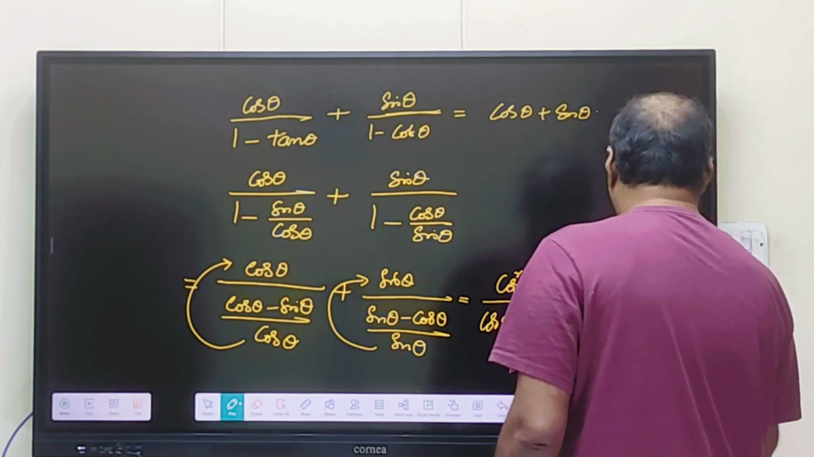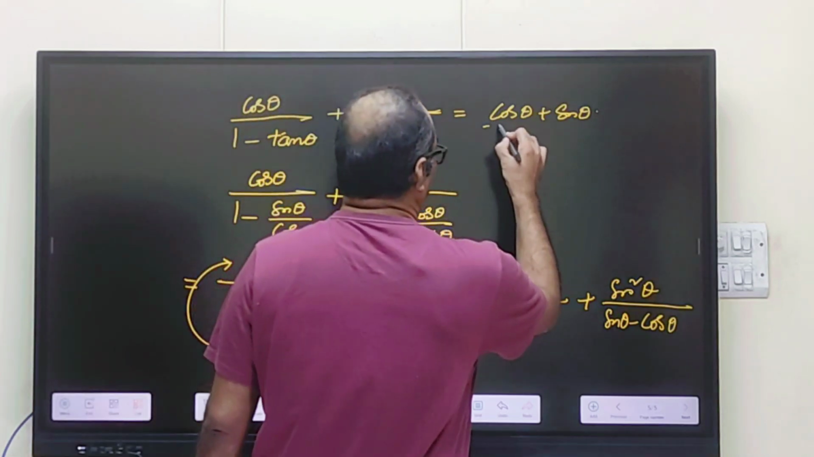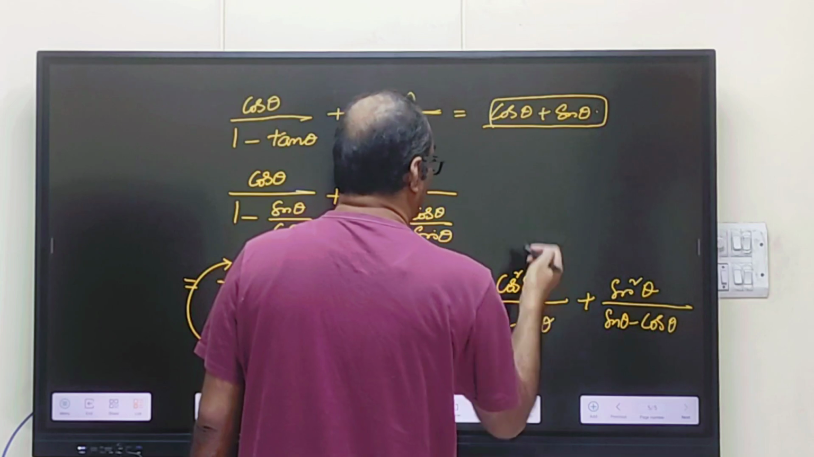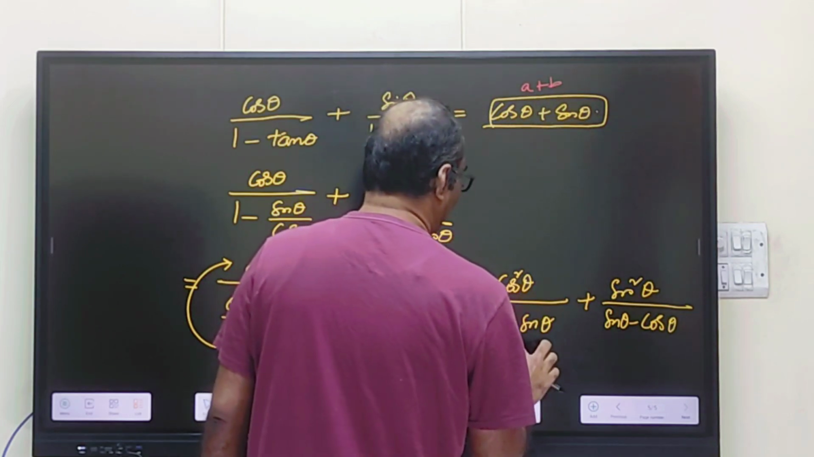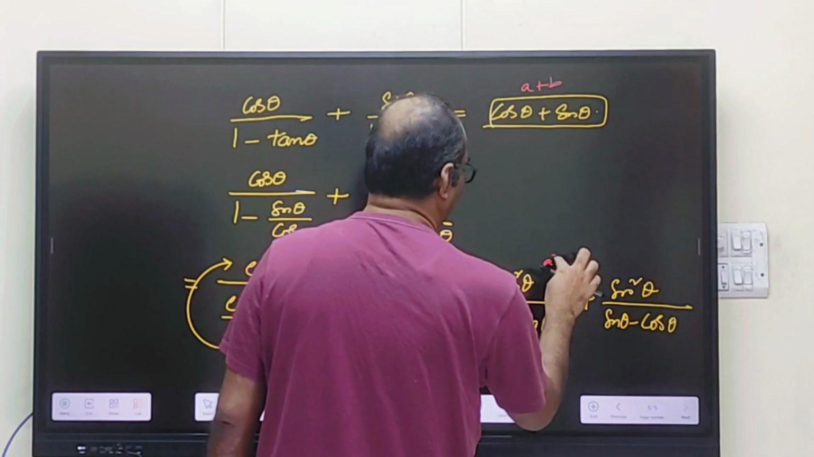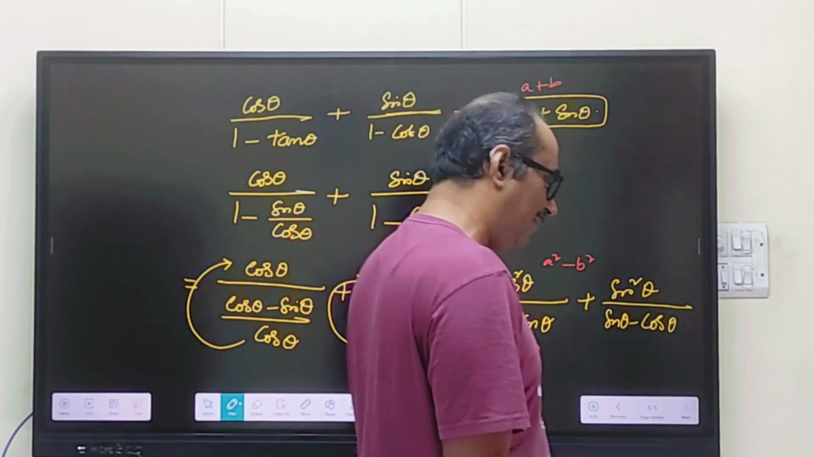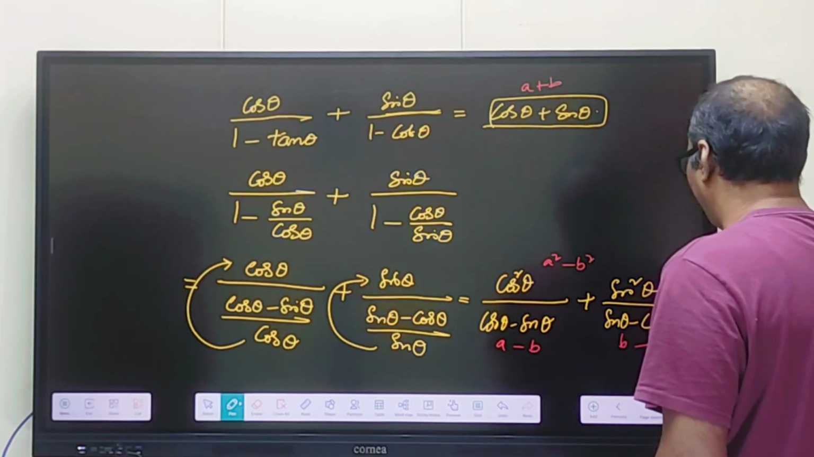Now look at the RHS, what we want. RHS we want cos theta plus sin theta. Looks like A plus B, and this is A minus B. This is A plus B, and this looks like A minus B. That means this should be A square minus B square. Correct? Now what is stopping that from happening, because this is A minus B and this is B minus A.